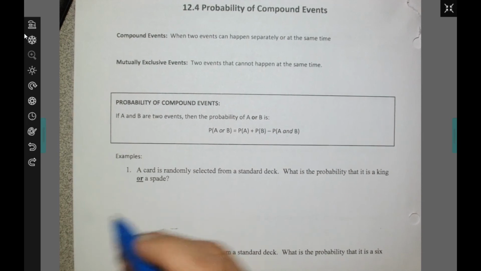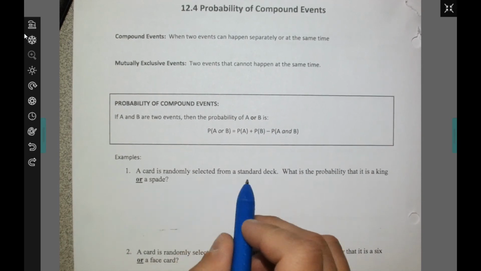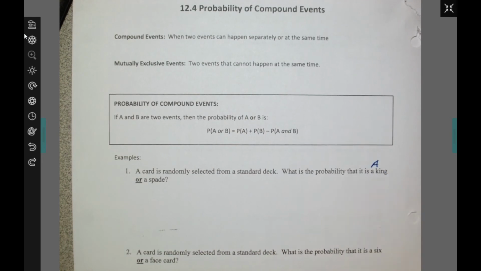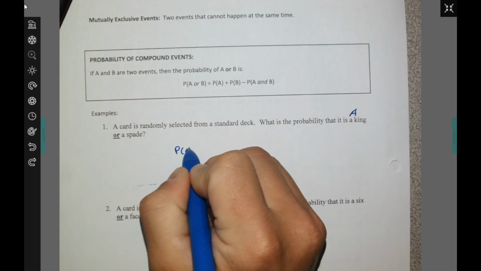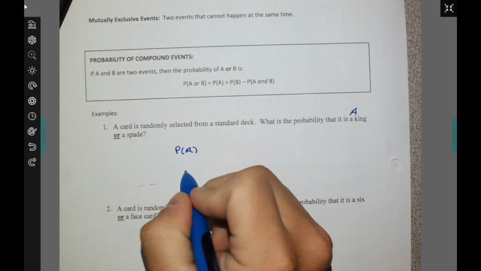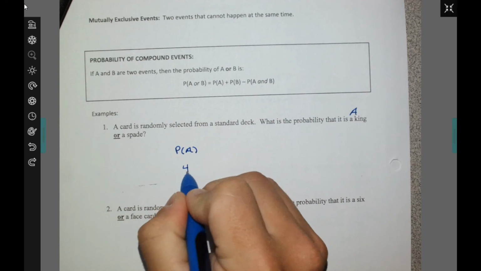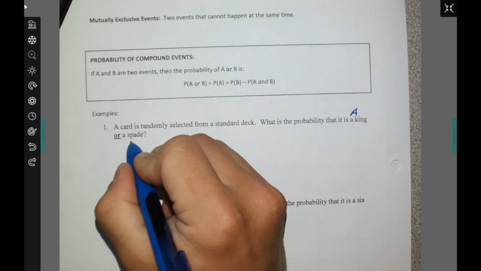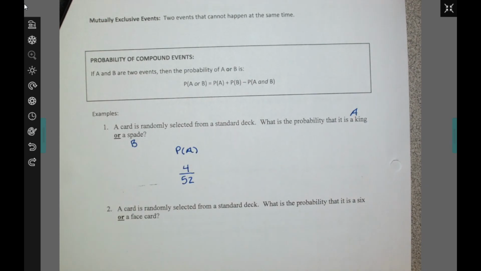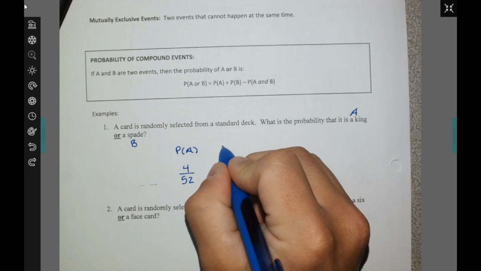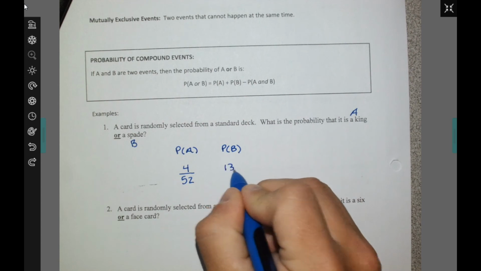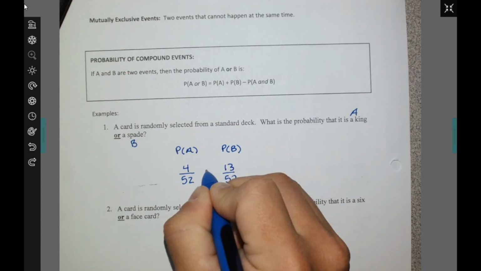And example one is a perfect one for that. So you have a card randomly selected from a deck. And what's the probability that it is a king? So this would be event A. Okay, I like to label them as I go through. So the probability of event A, the probability of getting a king. Well, there's 4 kings in a deck of cards. There's 52 cards, so it'd be 4 out of 52. Or the probability of getting a spade. So we're looking for the probability of B. So in a deck of cards, there are 13 spades, still 52 cards.